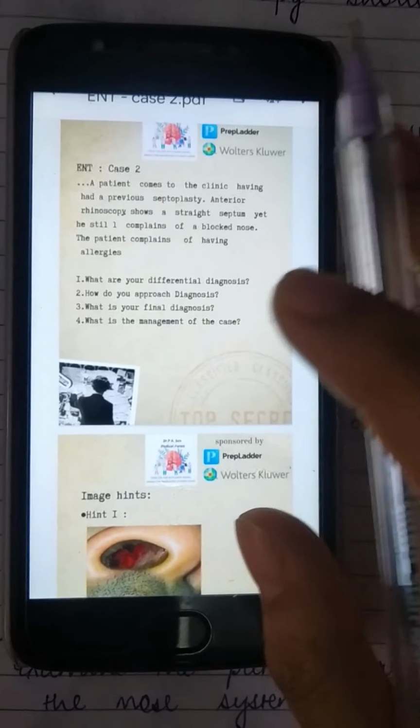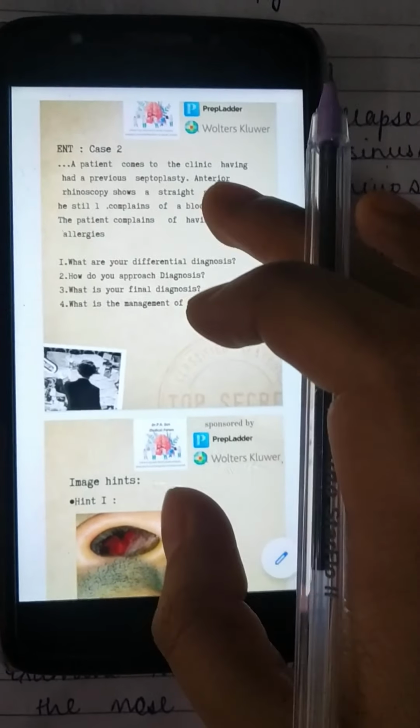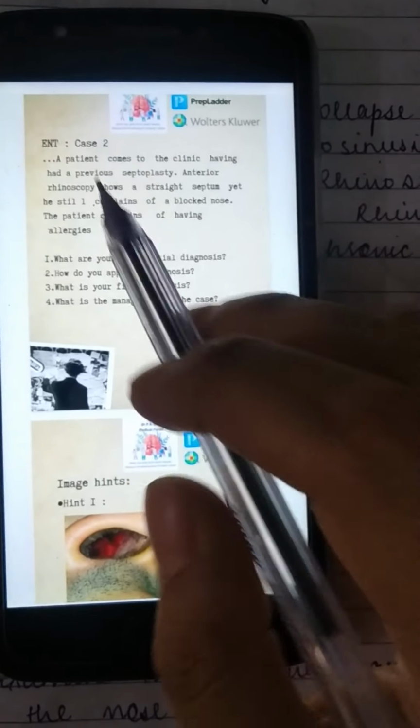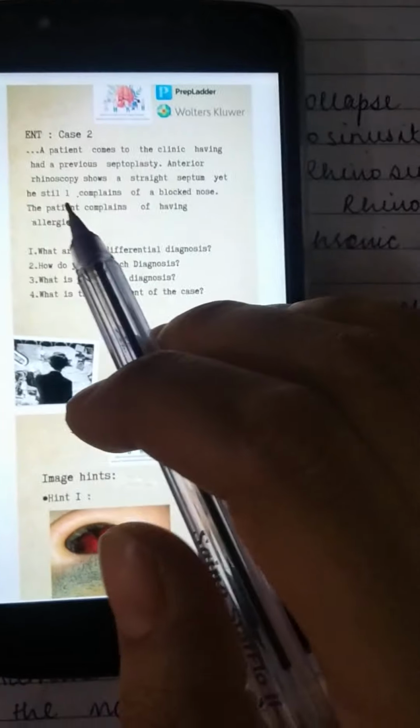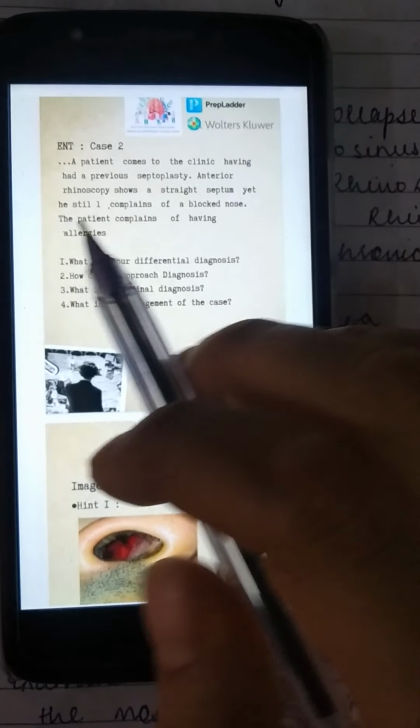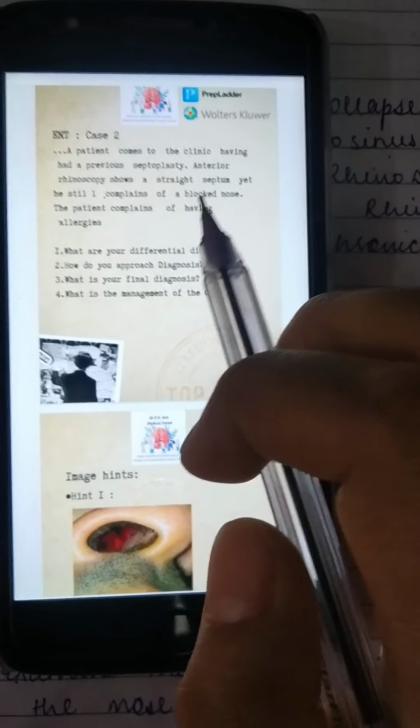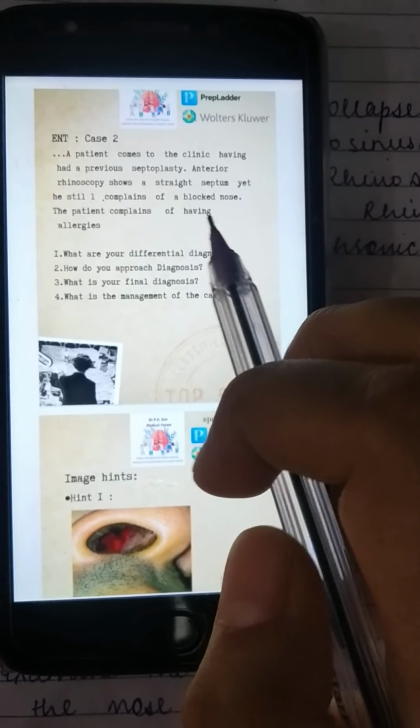I am here to present you a case of ENT. Let's just read the case first. A patient comes to the clinic having had a previous septoplasty. Anterior rhinoscopy shows a straight septum, yet he still complains of a blocked nose. The patient complains of having allergies also.